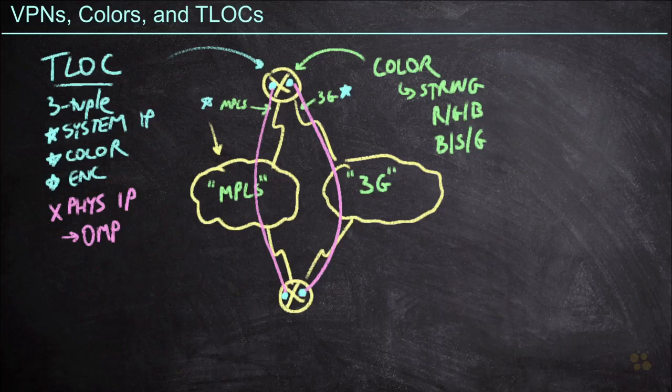Now, by default, an edge device, like we have down here at the bottom, is going to want to form connections to every T-lock on the remote router from every one of my own T-locks.